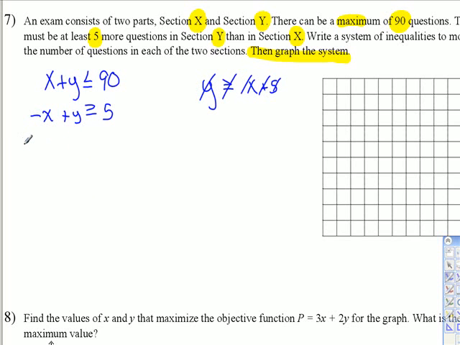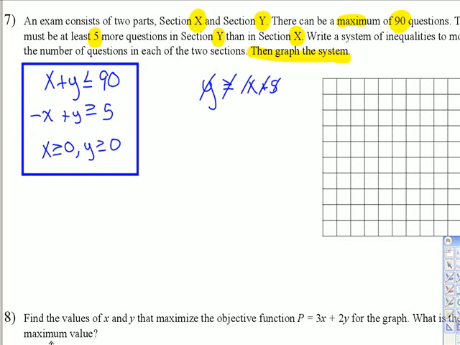Yeah, can't have a negative number of questions. Any other constraints? Nope, that's all the constraints. So this is, I want that graded. Go ahead and box that up.